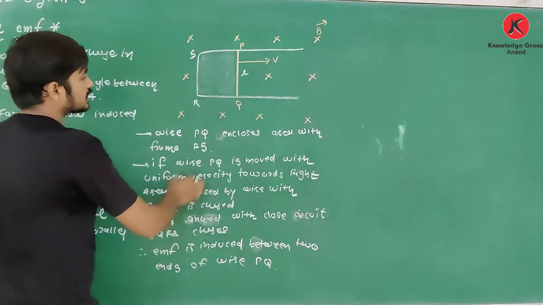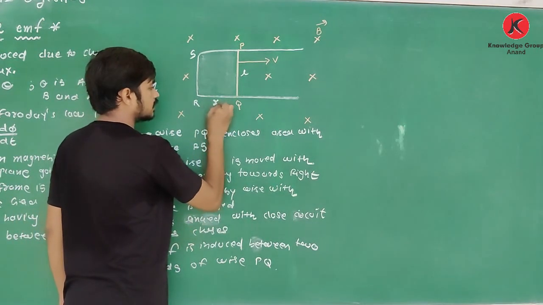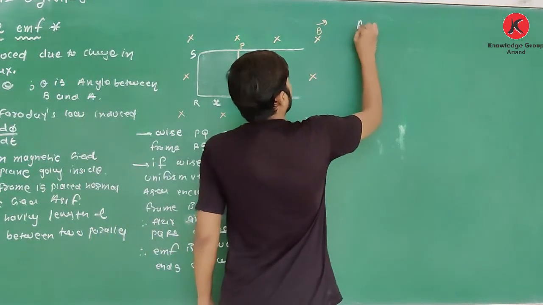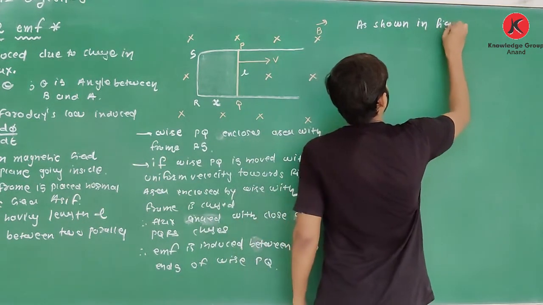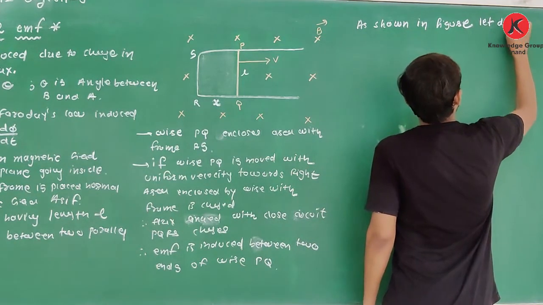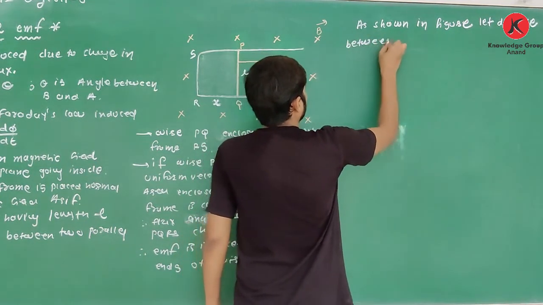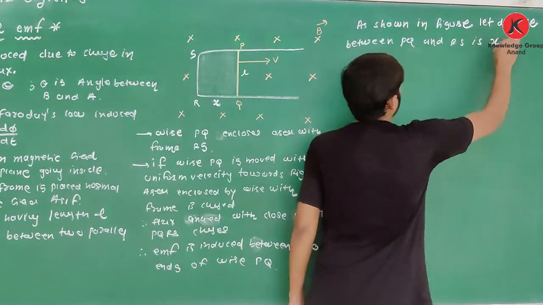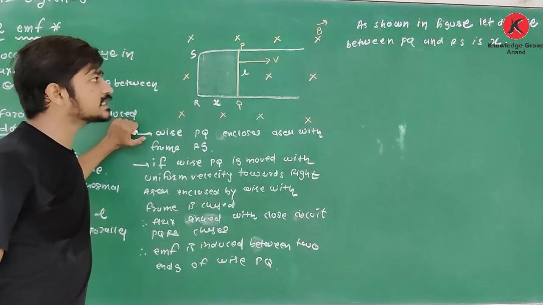Now see, in this situation, let this distance be x. As shown in the figure, let the distance between PQ and RS be x. Clear about this?